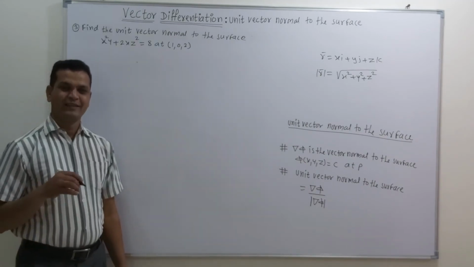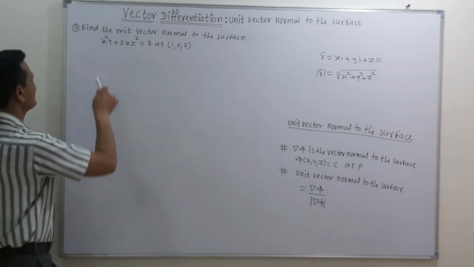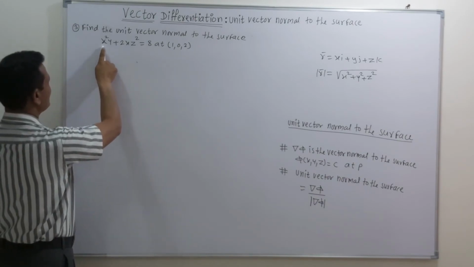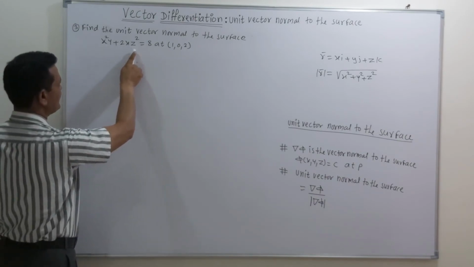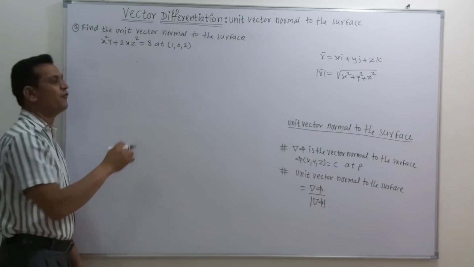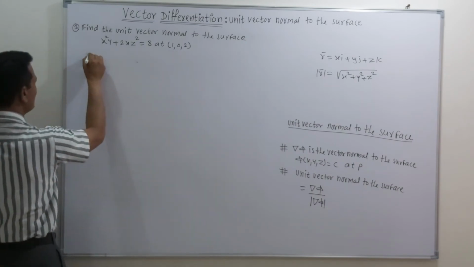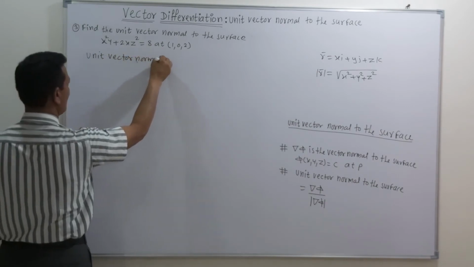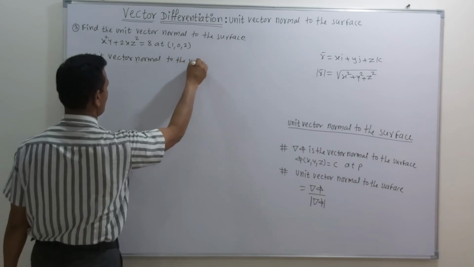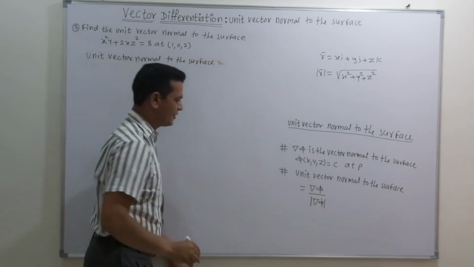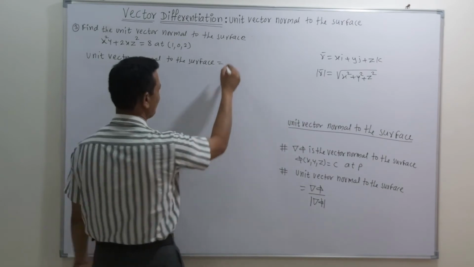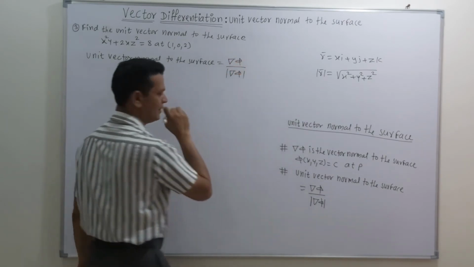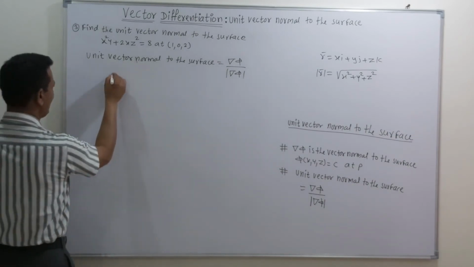So friends, the third and last example of this video lecture is: find the unit vector normal to the surface defined as x square y plus 2x z square is equal to 8 at the point (1, 0, 2). So we know the concept of unit vector normal to the surface, and according to this formula we can write the unit vector normal to the surface as del phi upon magnitude of del phi. So here, friends, first define the value of phi.